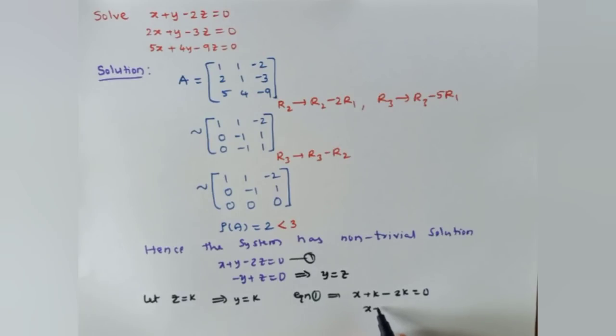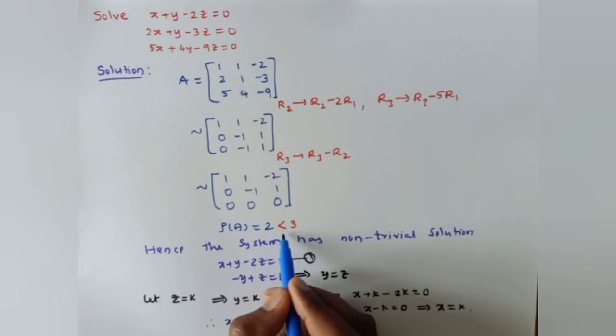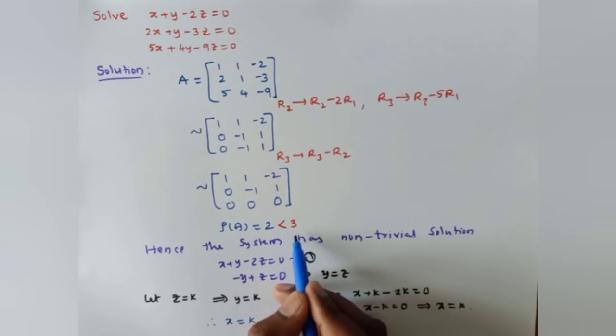Therefore x minus k is equal to 0, that implies x is equal to k. Therefore the solution is x equals k, y equals k, and finally z is k, where k is any real number. So this is the case of infinite number of solutions in a homogeneous system, right? Why does this system have non-trivial solutions? Since the rank of A is less than the number of variables, that is 2 is less than 3.